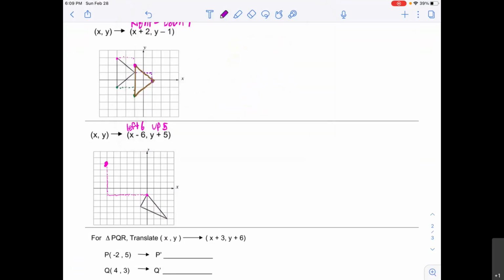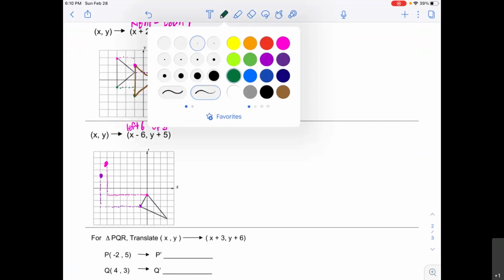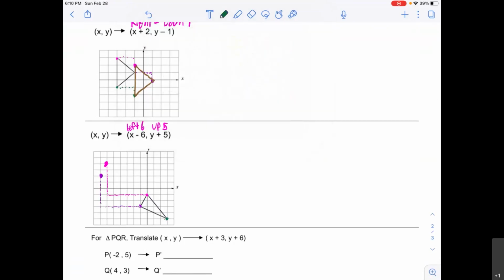I can do the same with my others. So if I take this point, 1, 2, 3, 4, 5, 6. 1, 2, 3, 4, 5 gets me right there. And then my last point. 1, 2, 3, 4, 5, 6. And then 1, 2, 3, 4, 5 gets me right there. And now we can draw our new shape. And it looks like my other shape just slid to the left and up. So that means that I probably did this correctly.